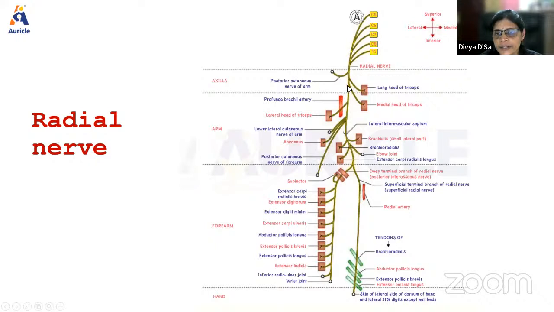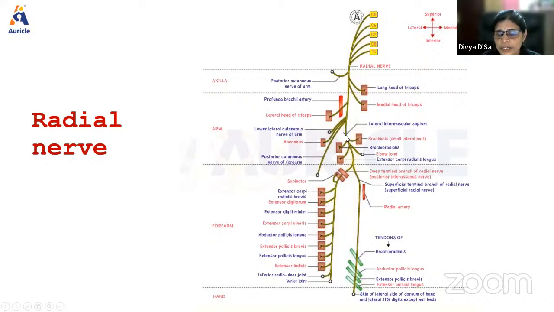After that, it enters the radial groove along with the profunda brachii artery, where it gives two branches, one for the medial head and one for the lateral head. So that is given within the radial groove. Within the radial groove, it also gives the lower lateral cutaneous nerve of the arm, the nerve to anconeus, and then the posterior cutaneous nerve of the forearm. These are the branches it gives within the radial groove.